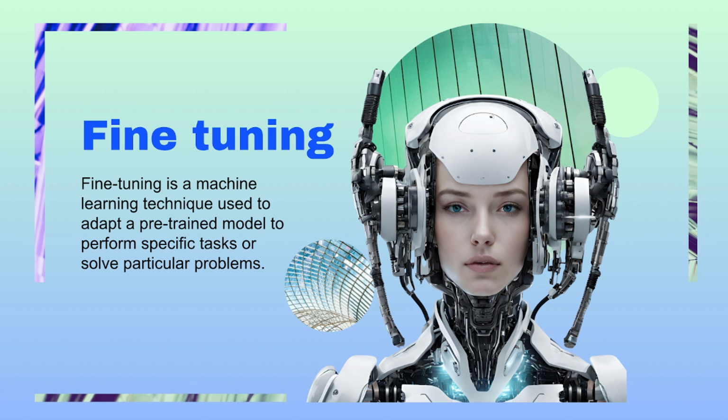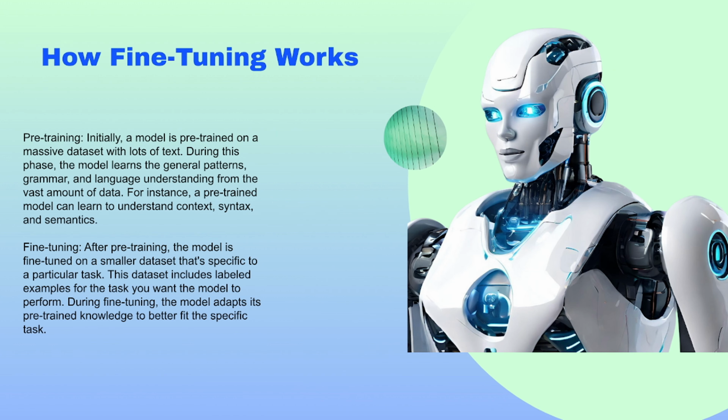Like I told you now, if there are some specific tasks which are not general tasks, then we have to use fine tuning. Okay, so let's see how fine tuning works. Fine tuning is like pre-training. First of all, initially a model is pre-trained on a massive data set with a lot of text. During this phase the model learns the general patterns, grammar, language understanding from the vast amount of data.